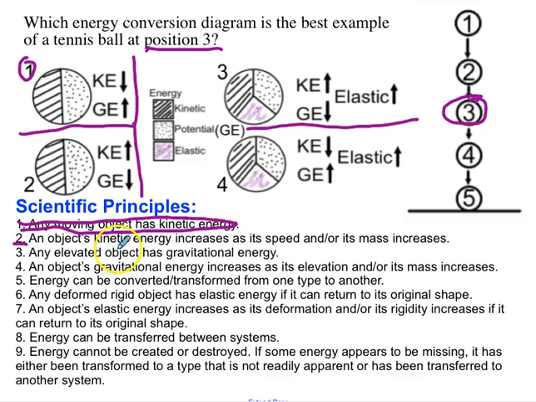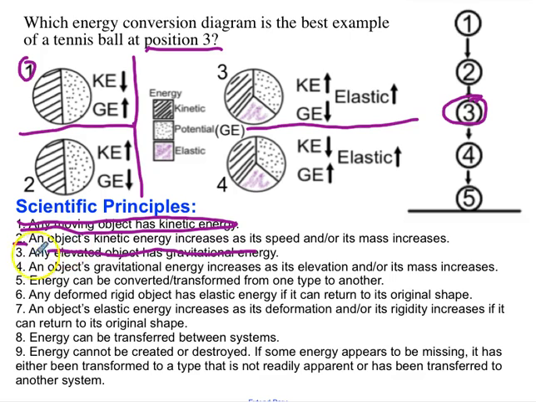How about this one? An elevated object has gravitational energy. Well, they all have GE. Position 3 is elevated. So number 3 really doesn't help me either. It's too general, similar to what you saw in number 1. How about number 4? An object's gravitational energy increases as its elevation and or its mass increases. So if I went from position 1 to position 2 and now I'm at position 3 because it says it right here, and if I look at this, GE is going up here and it's going down here.